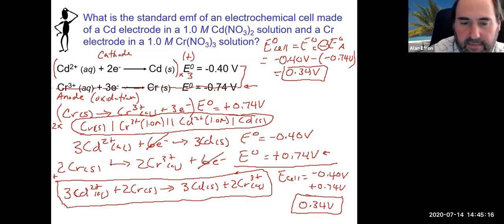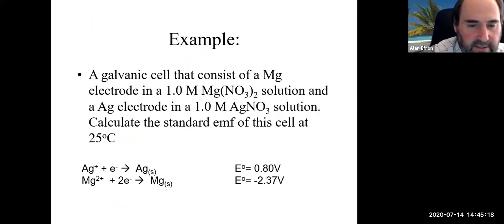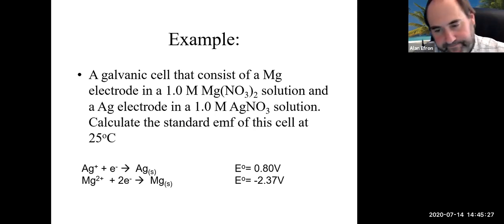All right, why don't you try another one here and see what you come up with. A galvanic cell is made up of magnesium and silver. Why don't you calculate the cell voltage for this one and see what you come up with.